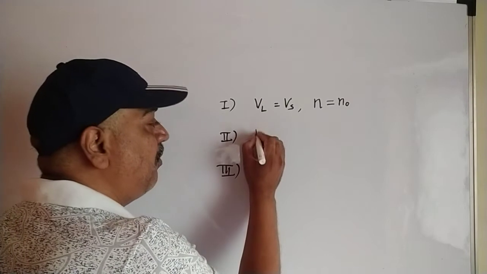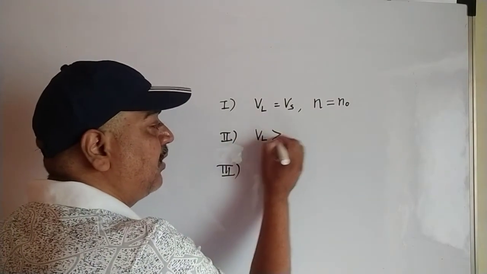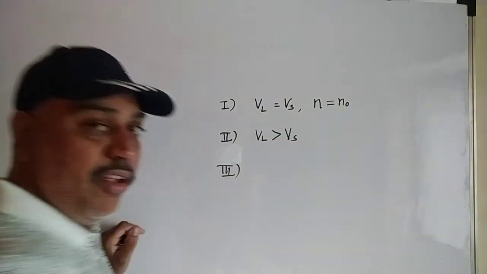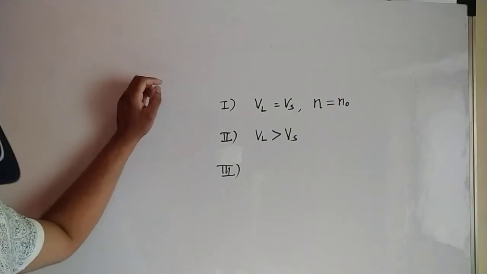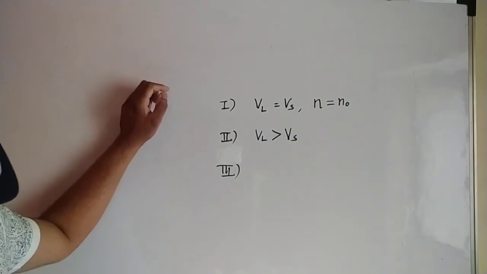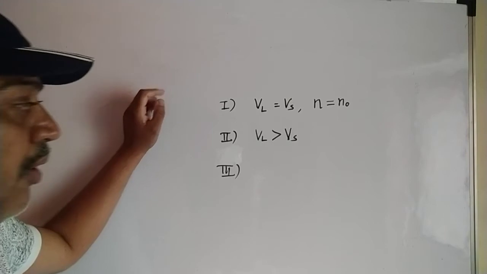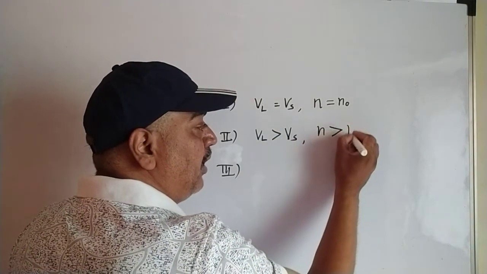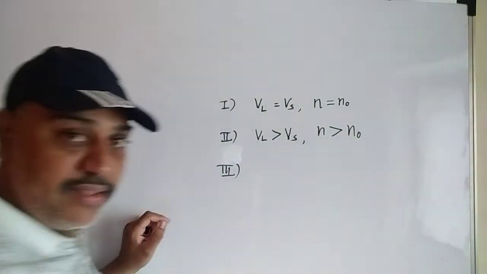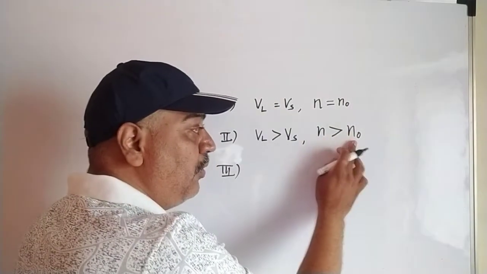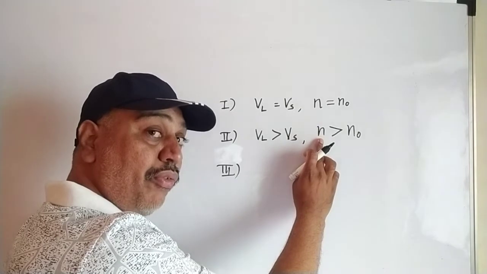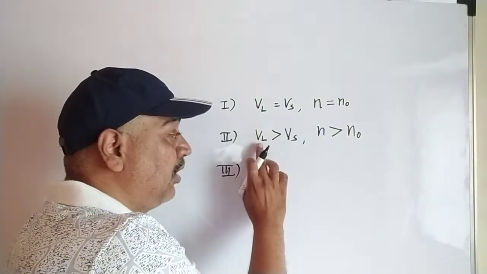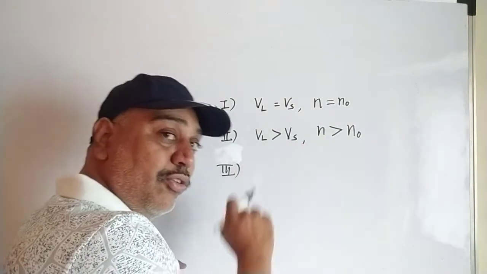If the velocity of listener is greater than the velocity of sound, then what will occur? The apparent frequency here would be greater than the original frequency. The original frequency is N0, and we hear the sound with more frequency because they are approaching. The listener velocity is greater than the source velocity.